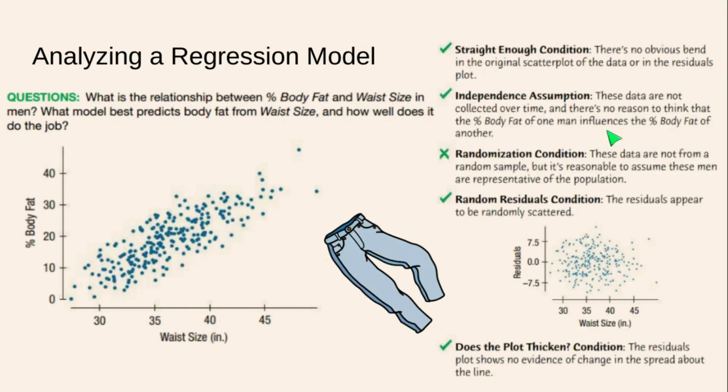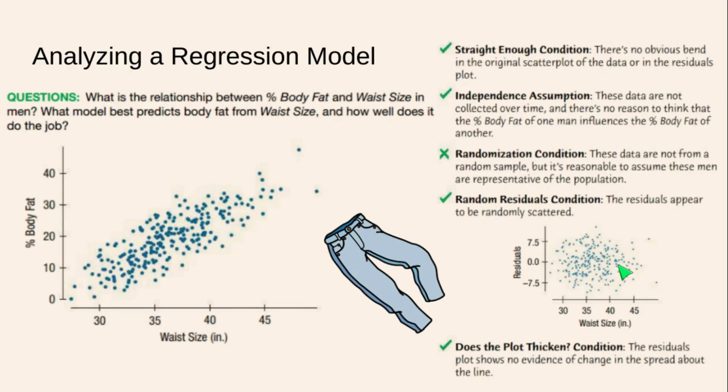Independence assumption: all right, these data are not collected over time, and there's no reason to think that the percent body fat of one man influences the percent body fat of another. You can assume independence. But we do need to acknowledge that randomization is technically violated, and randomization is one of the ways we can really check that independence box, right? So randomization: these data are not from a random sample, but it's reasonable to assume these men are representative of the population.